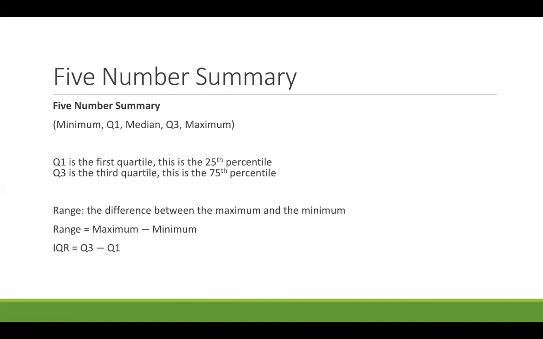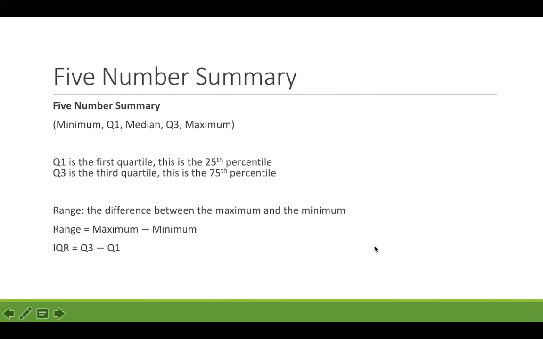Using the 5-number summary, you'll be able to calculate 2 different things: range and IQR. Range is the difference between the maximum and minimum. Pretty clear. It's maximum minus minimum. And IQR is the interquartile range. It is the difference between the third quartile and the first quartile. So it's just Q3 minus Q1.